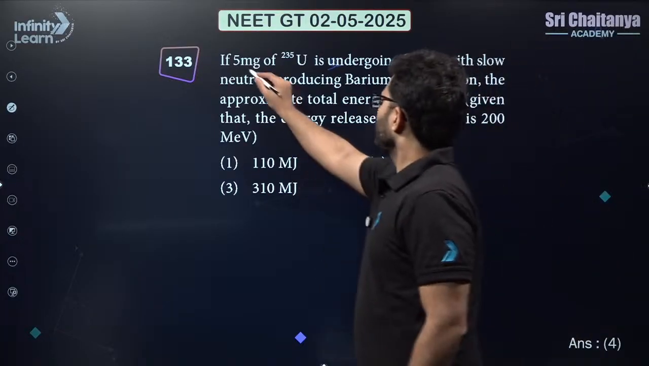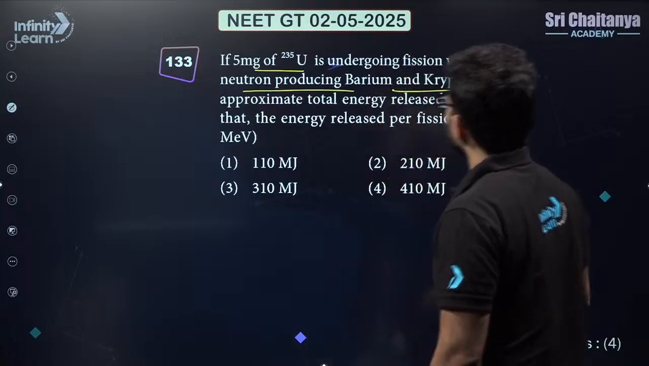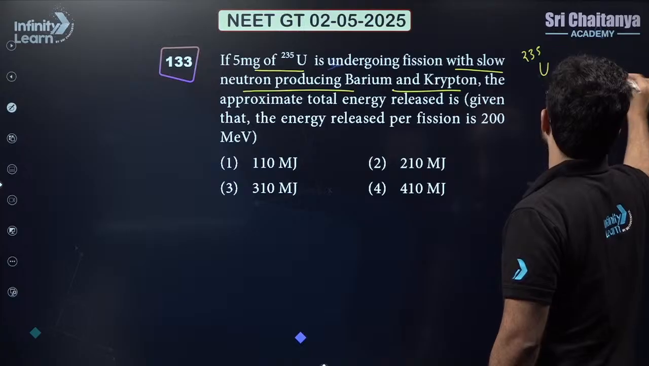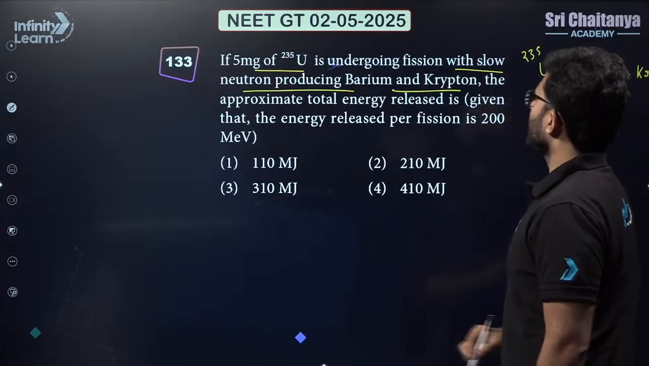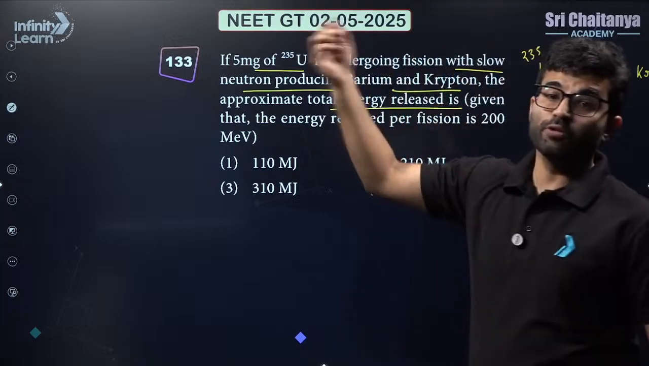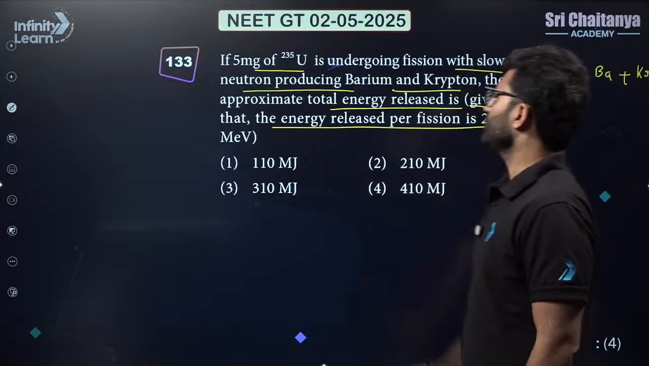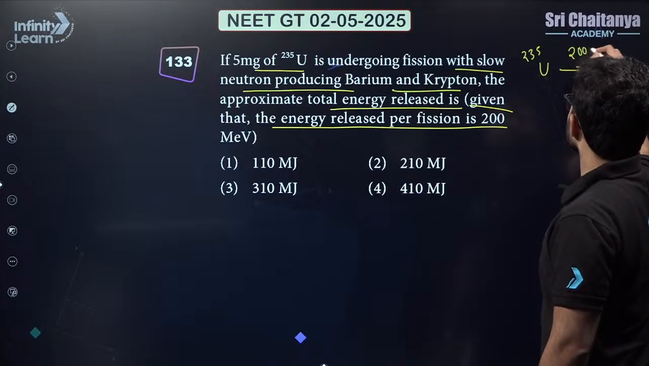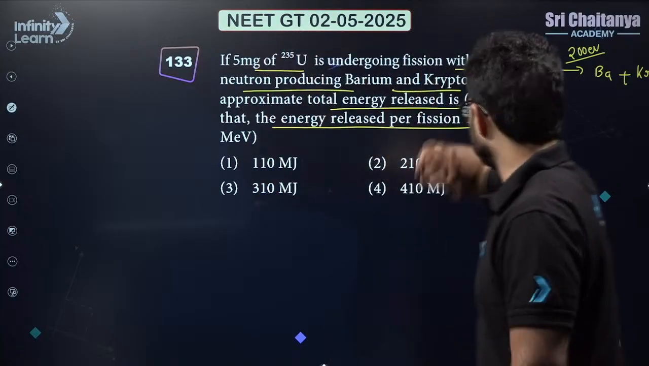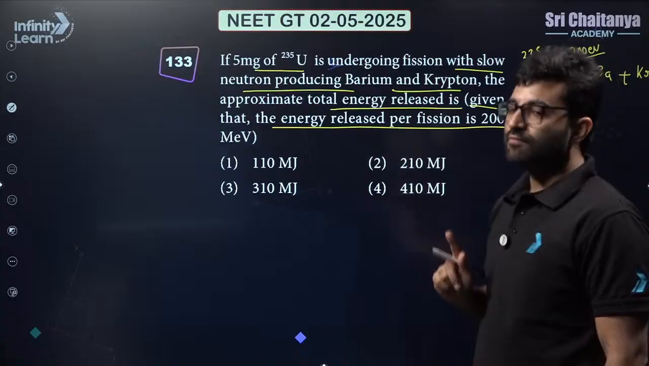If 5 milligram of U-235 is undergoing fission with a slow neutron producing barium and krypton. So basically uranium U-235 is decaying into barium and krypton, right? This is a fission reaction and they are asking you what the total energy released is, given that the energy released per fission is 200 mega electron volt. So if one atom is going into this fission, it is giving you 200 mega electron volts, right? But there is not just one atom here, right?